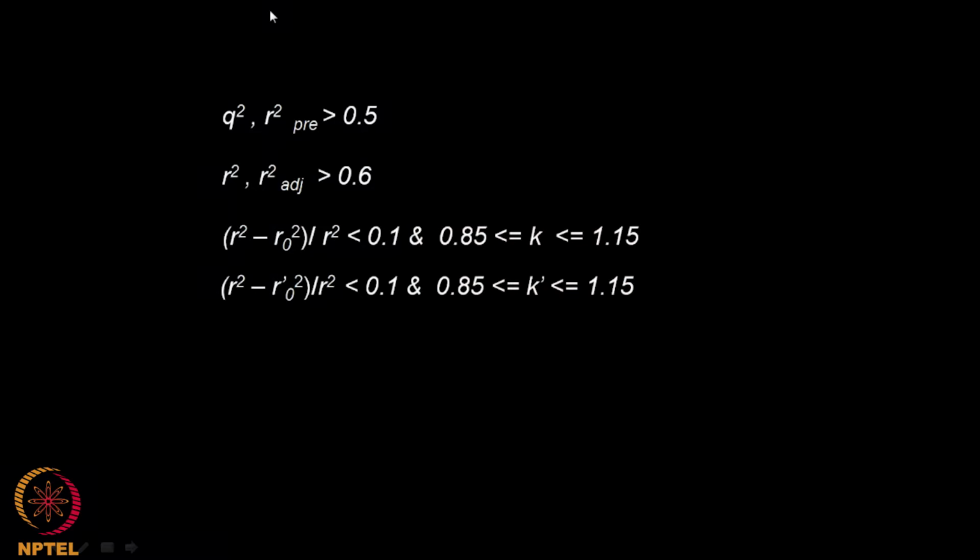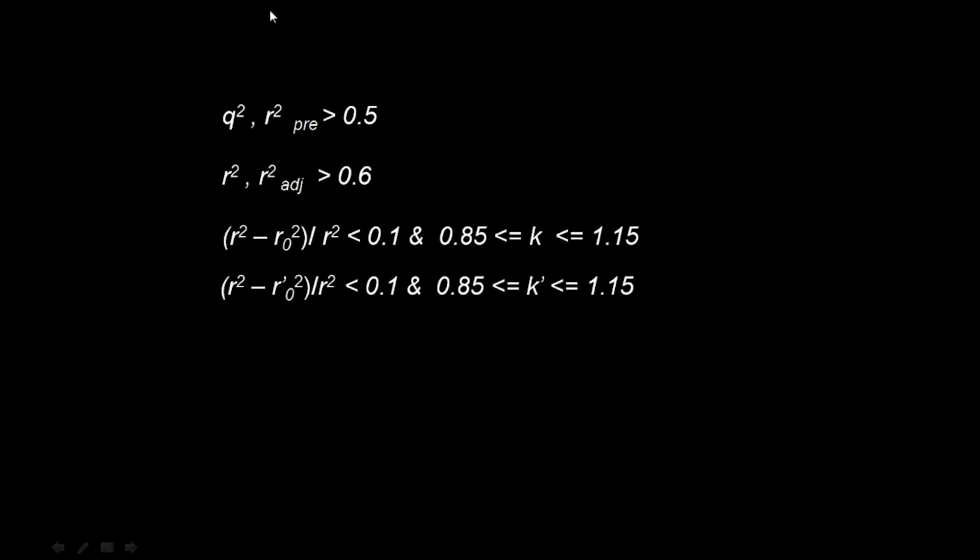In the previous class we talked about the important statistics we need to obtain in order to say the regression is good and has good predictive capability. R square adjusted should be at least greater than 0.6. Q square, that is the cross validated R square or leave one out method R square, and R square predicted should be greater than 0.5.